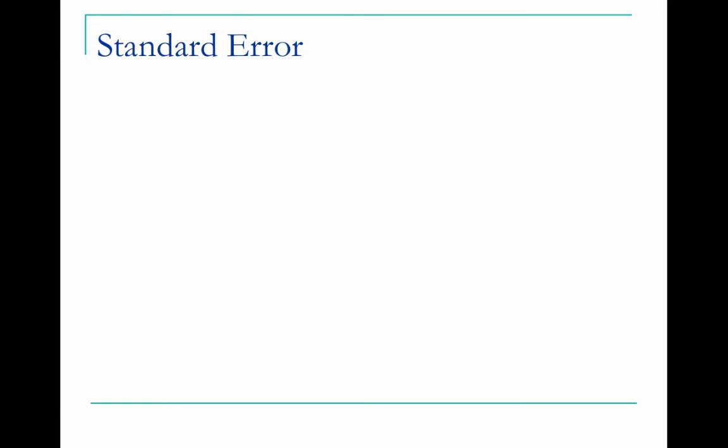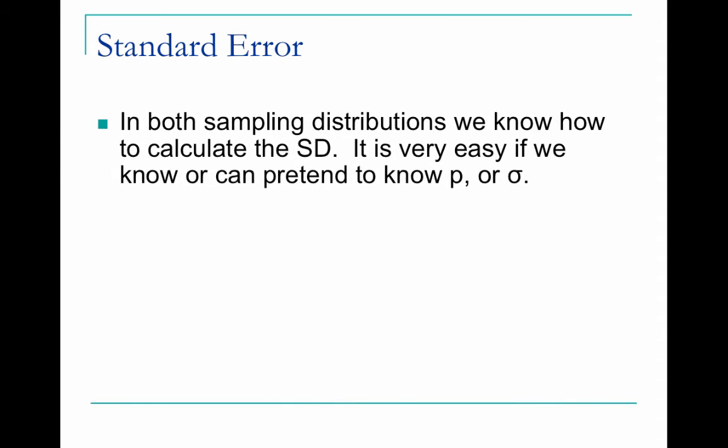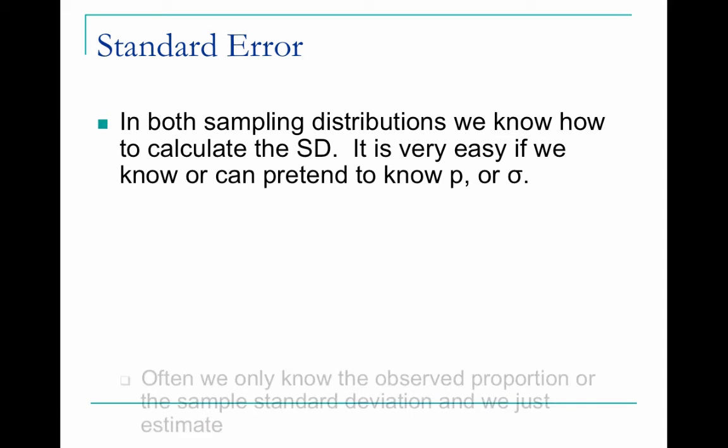I want to talk a little bit about standard error. So in both sampling distributions, for both means and proportions, we know how to calculate the standard deviation. For proportion, it's the square root of PQ over N, and for a mean, it's the population standard deviation divided by the square root of N. And it makes it very easy if we know, or we can pretend to know, what our population proportion is, or what our population standard deviation is. Again, dealing with proportions or means.